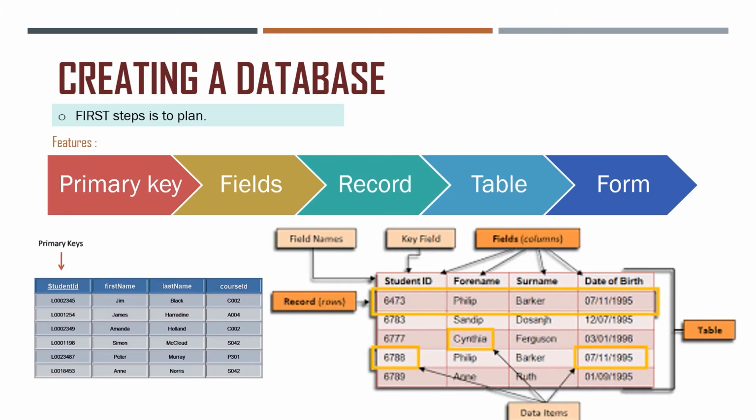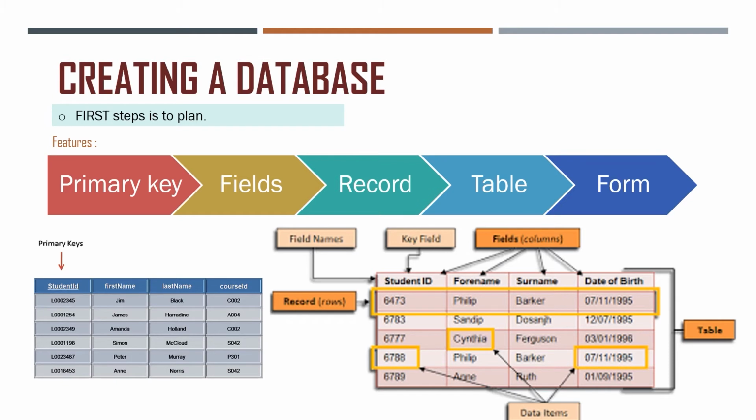The function of the DBMS is to create a database. The idea is to have a well-developed mission statement that can be referred to throughout the design process. The database features consist of primary key, fields, record, table, and form. A primary key is a special relational database table column designated to uniquely identify each table record.